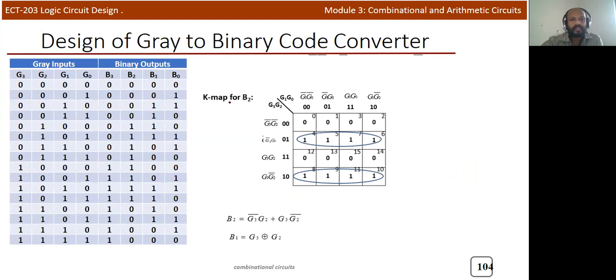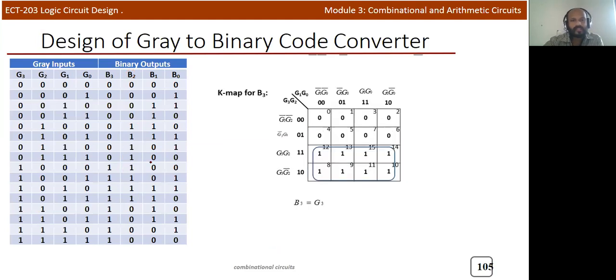Now if you look at the B2 bit, again you will get different values, 8 different ones will be there, and after grouping it's G3 G2 bar and G3 bar G2. So again it's an XOR operation between G3 and G2. Okay, and this is the last, B3, the MSB bit of binary, and here you can see that again it's a single group and the common term is G3. So B3 is equal to G3, and you can see that the lower 8 values, 8 to 15, will be 1. So B3 is equal to G3.